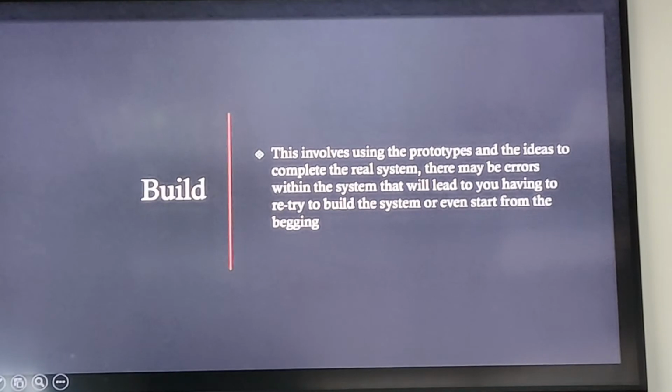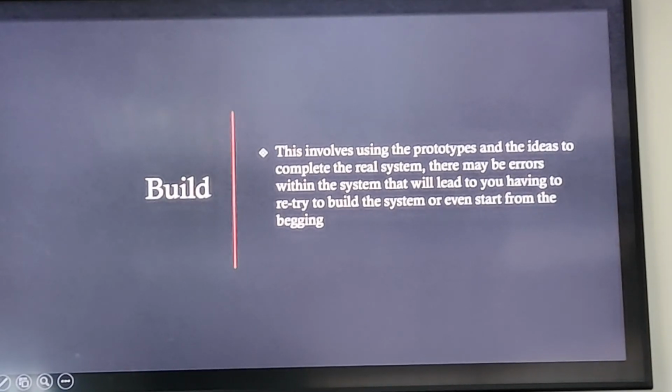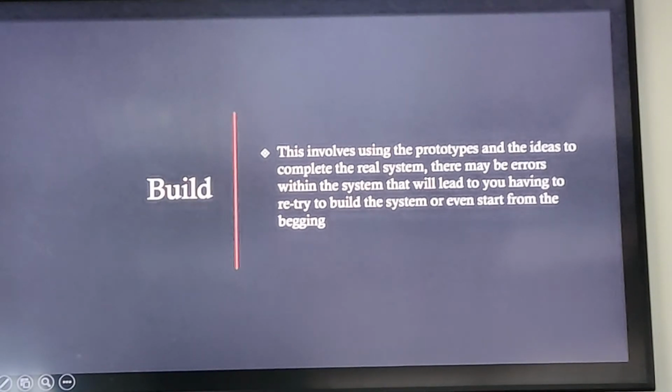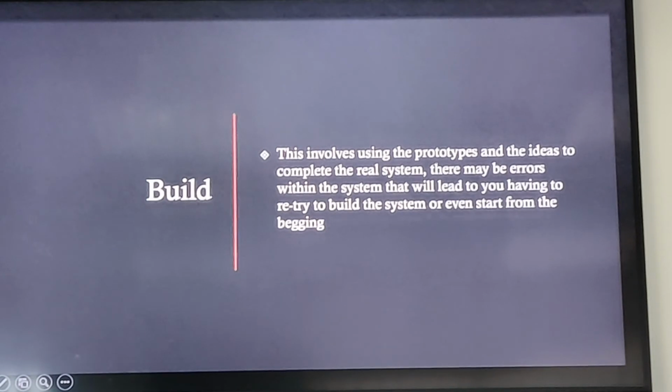The actual building. This involves using the prototype and the ideas to complete the real system. There may be errors within the complete system that will lead you to having to retry to build the system, or even start from the beginning.